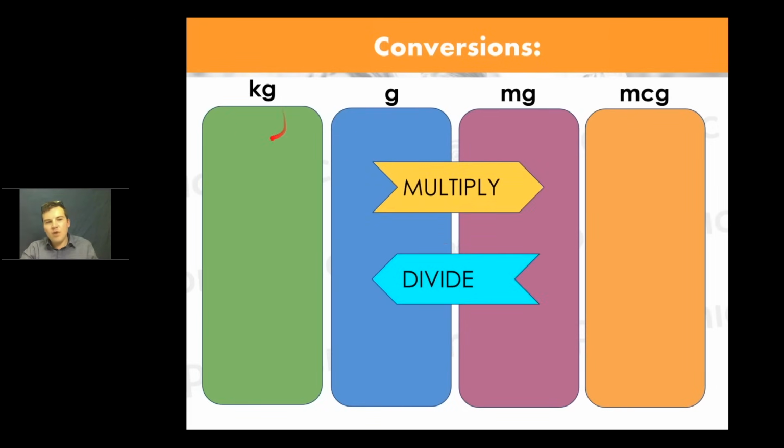So if we're going from a large size number, a kilogram number, to grams, to milligrams, to micrograms, well, I need to multiply because I know that there are more micrograms than there are in 1 kilogram. But if I'm going from a small amount of thing, which there are lots of, to a big number, I need to divide.